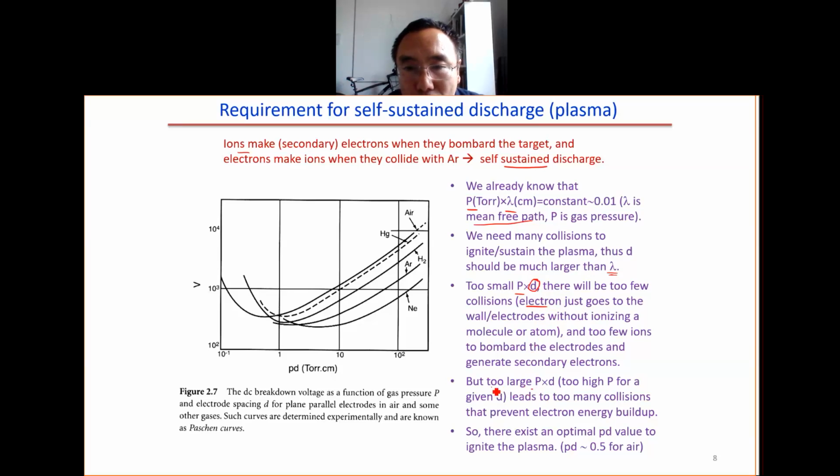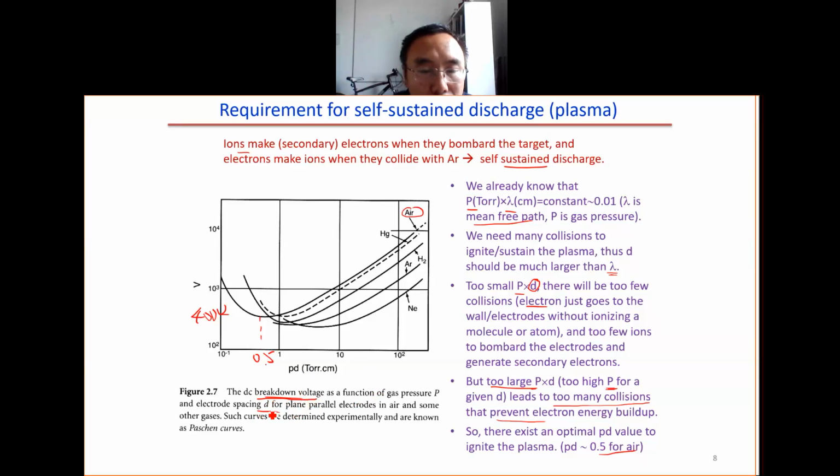But if PD is too large, that means the pressure is too high. There will be too many collisions. This will prevent the electron's energy from building up. The electron, before it can gain energy, is stopped by a collision. So there exists an optimal PD value to ignite and sustain the plasma. For the case of air, the optimal value is here, 0.5. PD equals 0.5 for the case of air. At PD equals 0.5, we need about 400 volts to ignite, to turn on the plasma. This is the breakdown voltage to turn on the plasma.